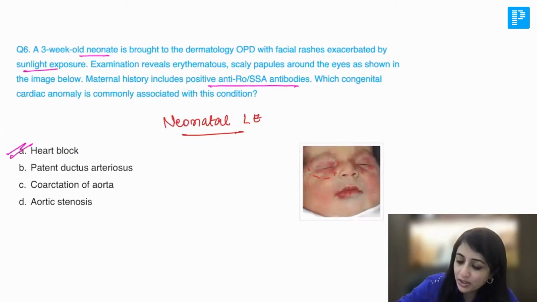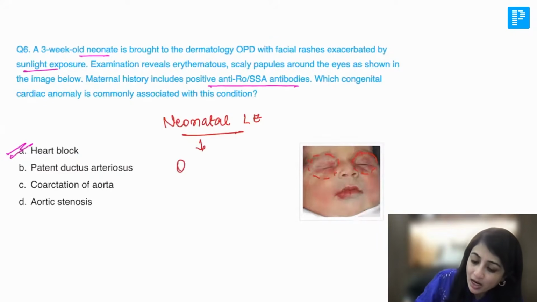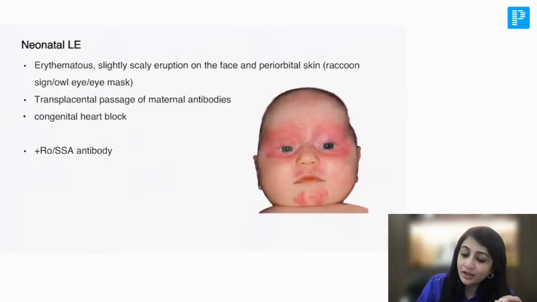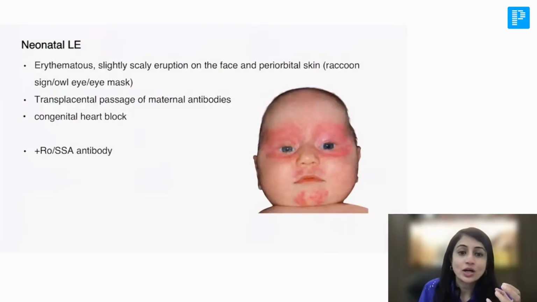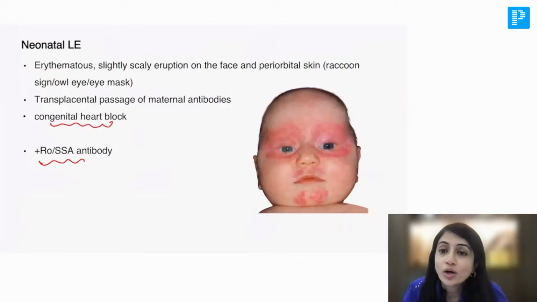This sign that you see, periocular erythematous scaly eruptions, helps me clinch a diagnosis here. So this is called as owl eye sign or raccoon sign, where you see these erythematous scaly eruptions. The patient looks like it's an owl eye. Owl eye, eye mask or raccoon eye. There is congenital heart block, and the patient has positive Ro antibodies. Clear? So it's a type of LE called as neonatal LE.